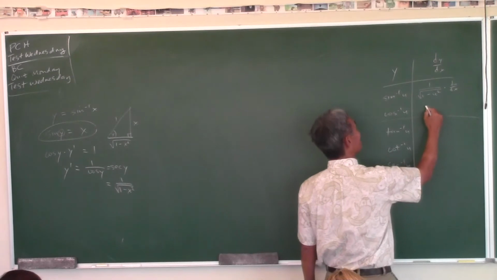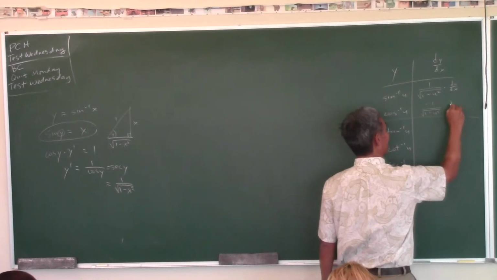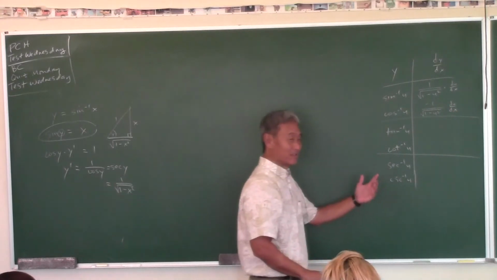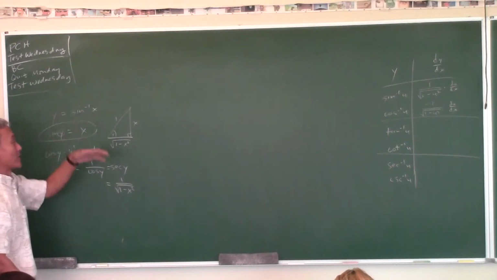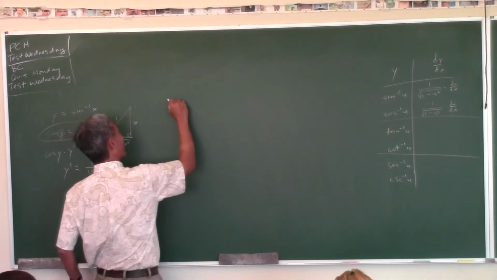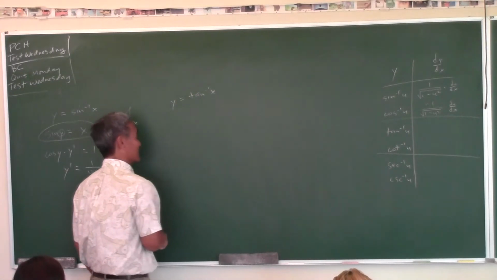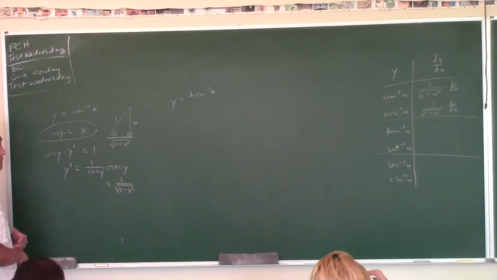Now, I'm not going to derive this one because it's the same thing. You know what it comes out to? It comes out to negative 1 over the square root of 1 minus box squared times the derivative of the box. They kind of come in pairs, so it's easy to memorize. Okay, let's do tangent. What if you had y equals tan inverse of the box? Or let's just use x for now.